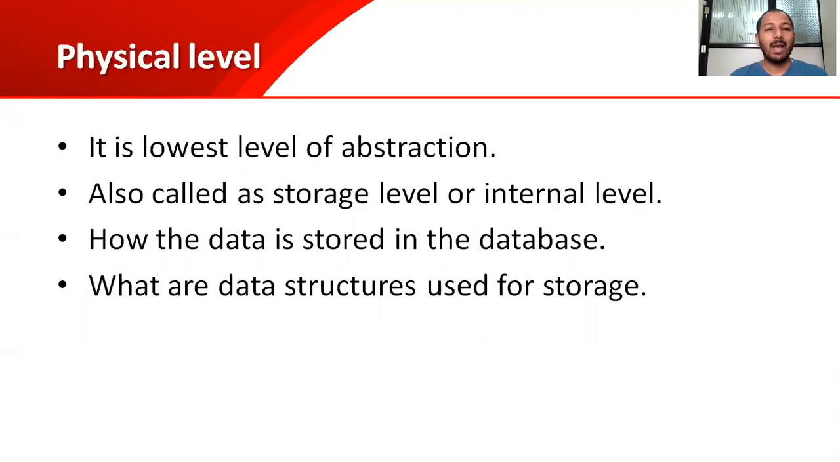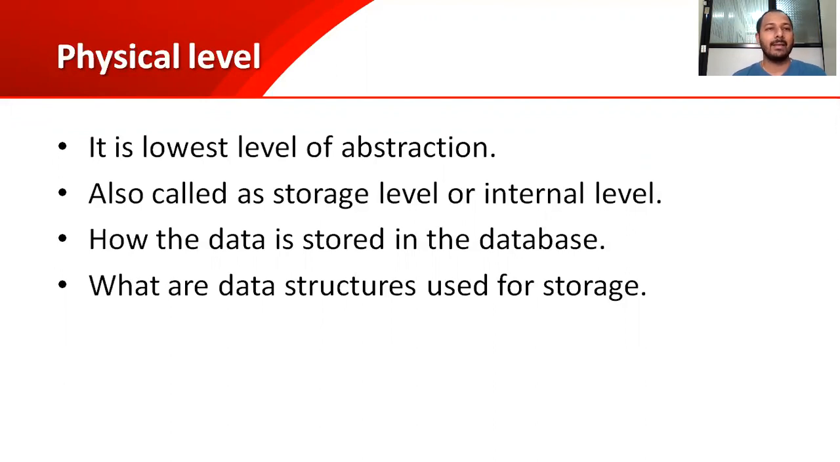Now, how includes what are the data structures used in the database. So in which data structure it is stored. It may be array, it may be tree, it may be heap, it may be anything. All the different types of data structures we have seen in the subject named data structures. What are the different data structures used for storage? That is also not important for the user. So this is called the physical level of abstraction.